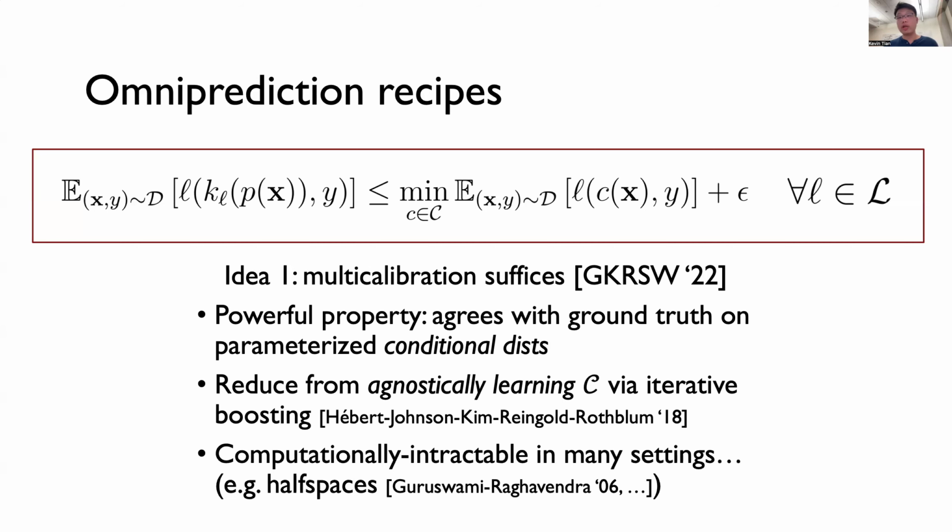Now, one trouble about this general recipe is that it's computationally inefficient in many interesting regimes. In particular, even in very simple cases, such as half spaces, which are an instance of a non-Lipschitz link function given by the sign function, it's known to be computationally intractable to achieve multi-calibration via agnostic learning. In particular, under complexity theoretic assumptions, this is known to be NP-hard.